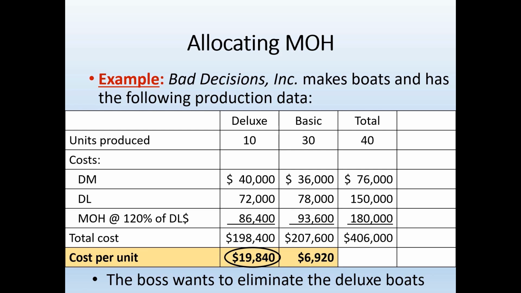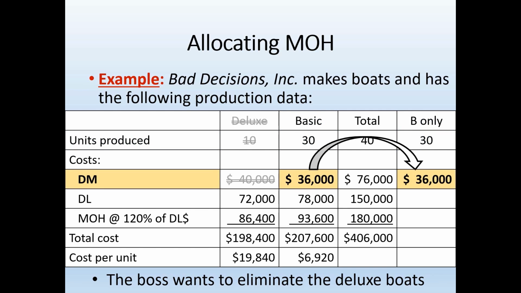Let's see what happens to the firm if the boss carries out this plan. Without the deluxe boats, the firm will only be making 30 basic boats during the period. So the firm will only have the direct materials for the 30 basic boats. And it will only have the direct labor for the 30 basic boats. But what about the manufacturing overhead? The answer to that question depends on the structure of the firm.